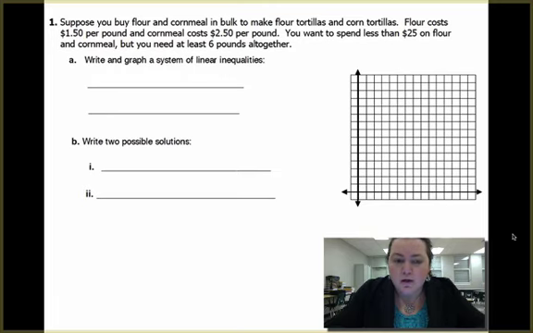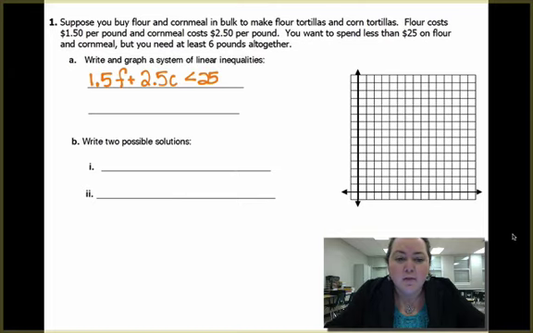Okay, so we're going to write our inequality statements, and we're going to have two of them. So I'm going to put my money pieces with my money answer. It said flour was $1.50 per pound, so 1.5F, and you could call that X, and you could call C Y, which I'll do later on to make it a little easier for graphing. And then cornmeal is $2.50 per pound, so 2.5C. And they said you wanted to spend less than $25. So since I'm dealing with money in the first two parts, my answer is going to be in money. So less than 25 would be a less than sign and 25.